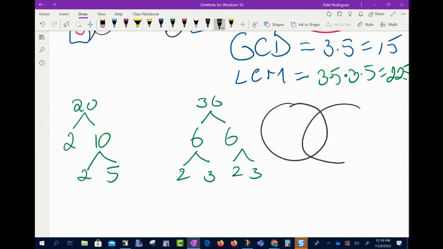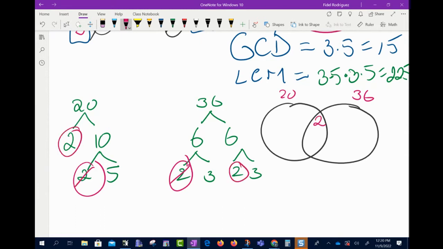So I'm going to put 2 circles here. One of those circles is going to represent the number 20. The other one's going to represent the number 36. I want to see what numbers I have in common, and the numbers that I have in common, y'all, are going to go in the middle part. So look, I have a 2 here and I have a 2 here. So a 2 is going to go in right there. Let me get rid of that 2. I have a 2 here and I have another 2 here. So that 2 is also going to go in the middle.